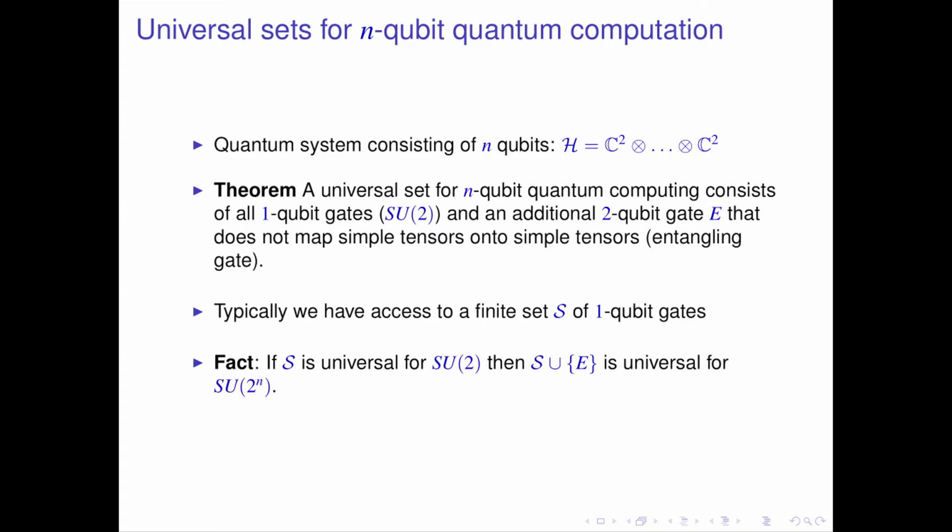Of course, typically we do not have access to all one-qubit gates. We can just have access to some finite number of them. So you can make a refinement of this theorem using the previous definitions and say that if I have a set which is universal for SU2, so a finite number of gates which generate SU2, then this set plus an additional entangling gate will be universal for SU2 to the power n. So it will be universal for quantum computing with n qubits. Great.